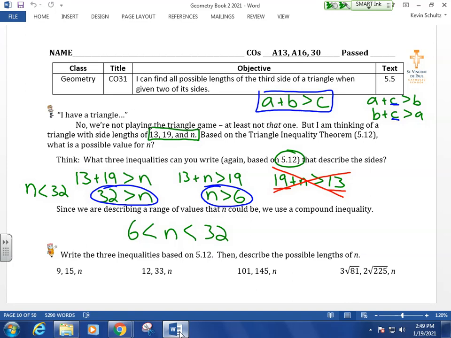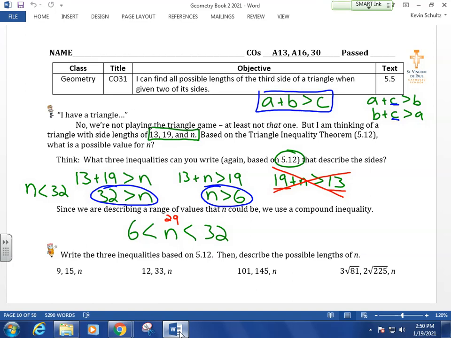Let's just pick one. Let's say that n is 29. If we plug that into the two inequalities that we focused on, is 13 plus 19 greater than n? Is 32 greater than 29? Yes. The other side, is 13 plus 29 greater than 19? Yes. So 29 works.